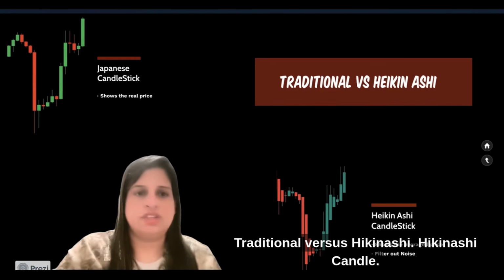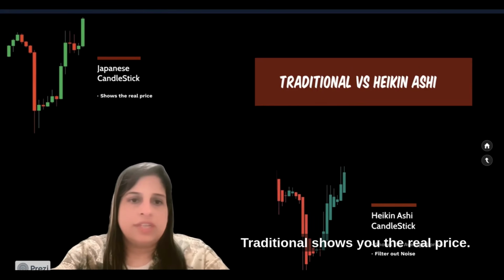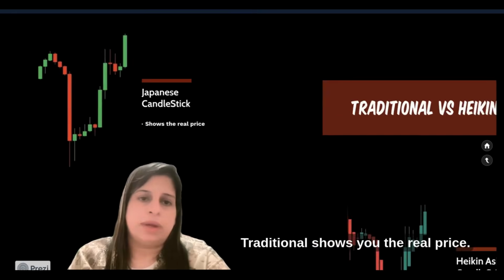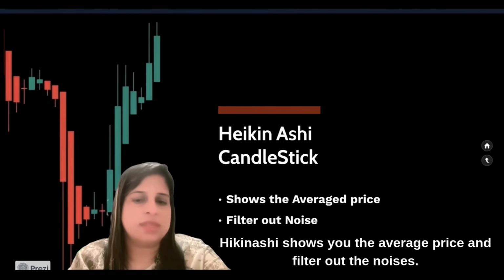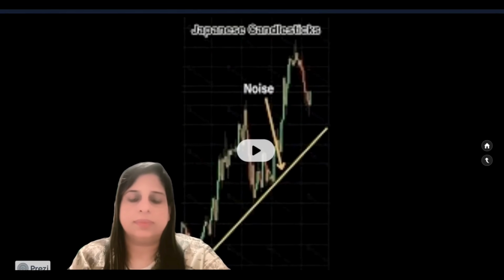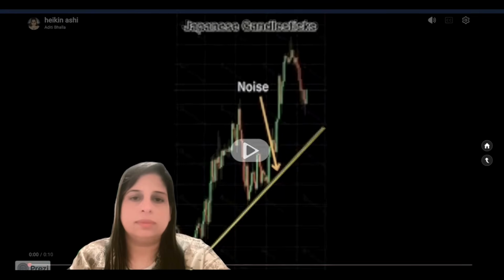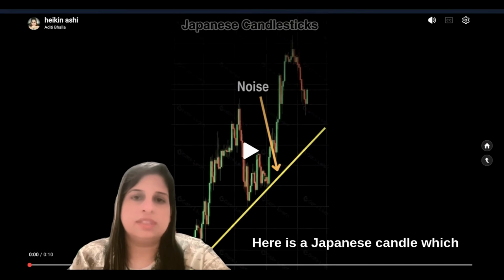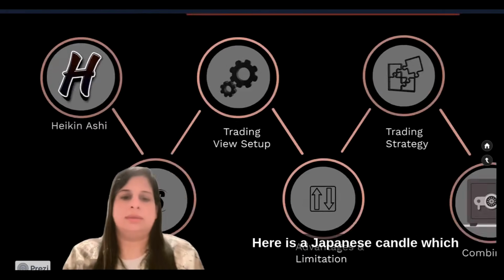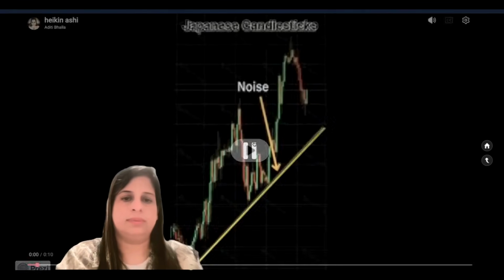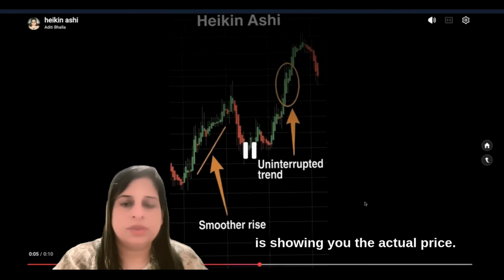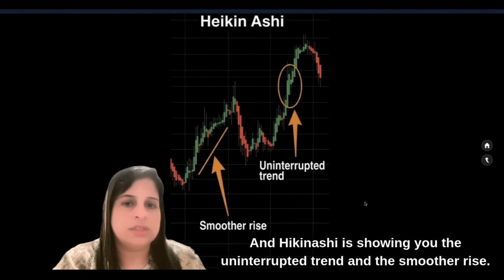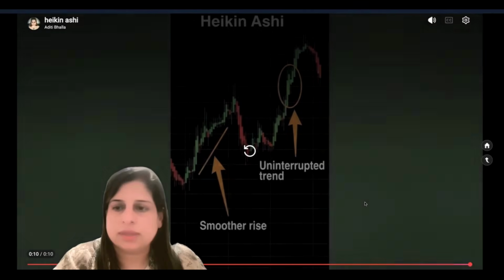Traditional versus Heikin Ashi candle. Traditional shows you the real price. Heikin Ashi shows you the average price and filters out the noise. Here is a Japanese candle, which is showing you the actual price, and Heikin Ashi is showing you the uninterrupted trend and the smoother rise.